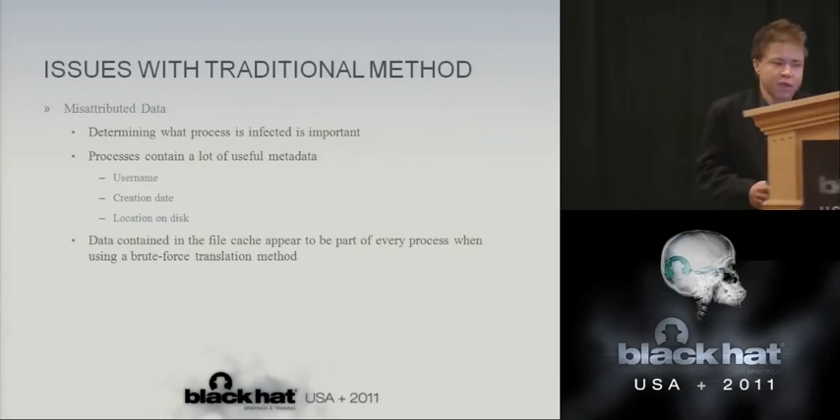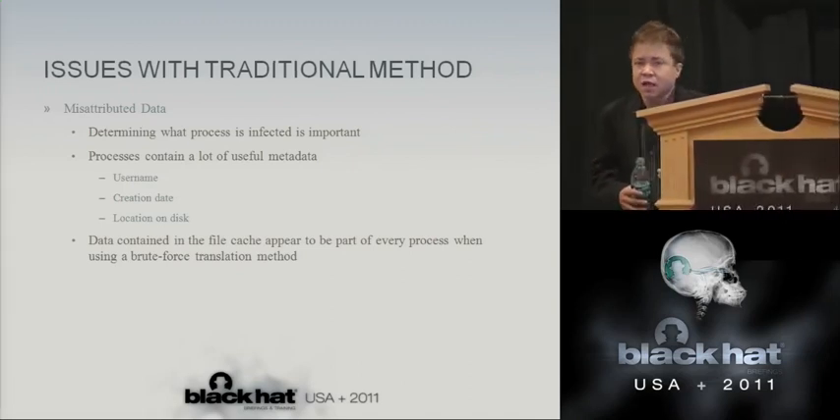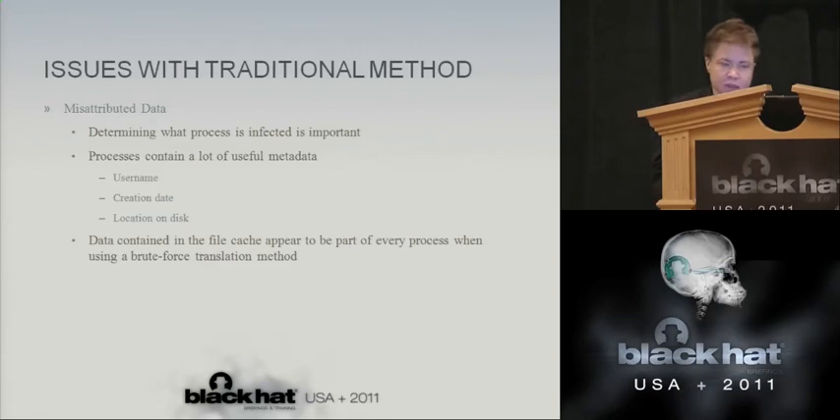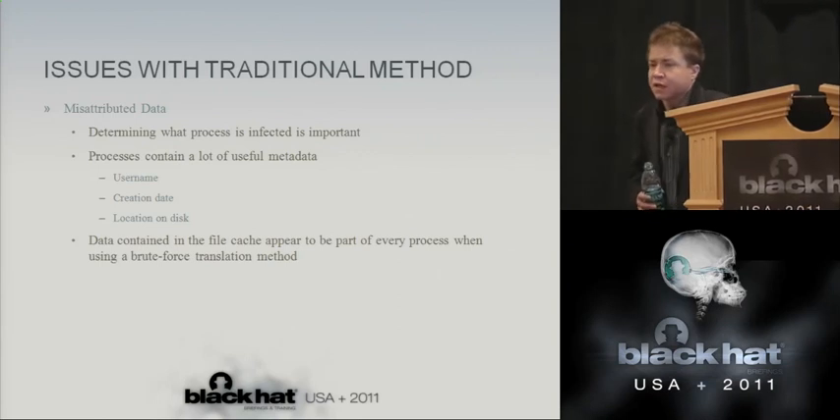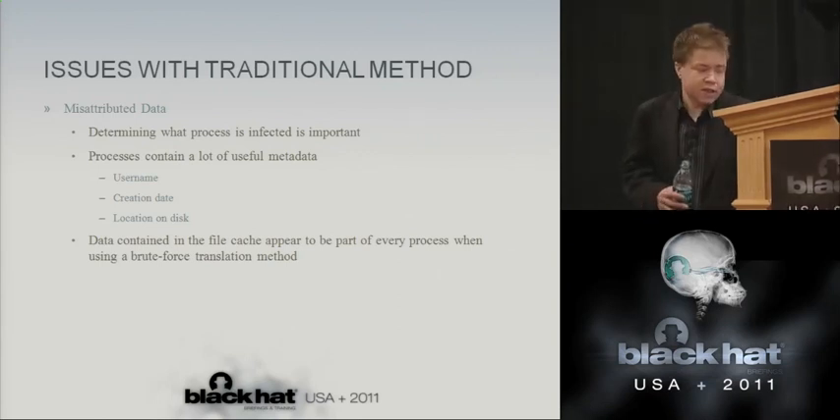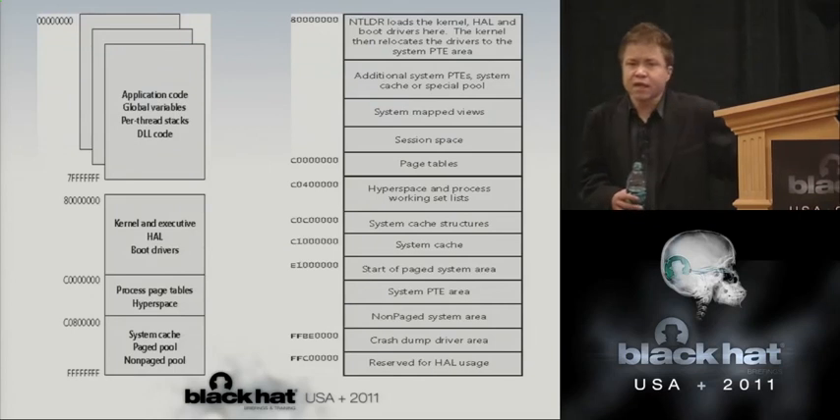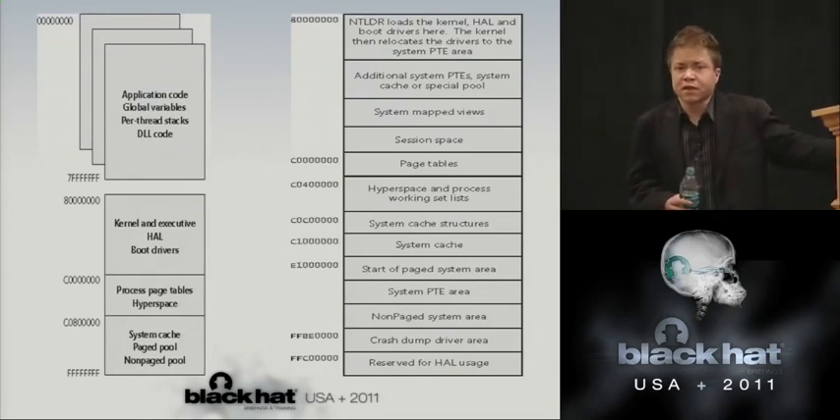Well, if we can't attribute the data to the correct process, then that's a problem. So files that are in the cache, for instance, those are global addresses, and they'll translate across any process.